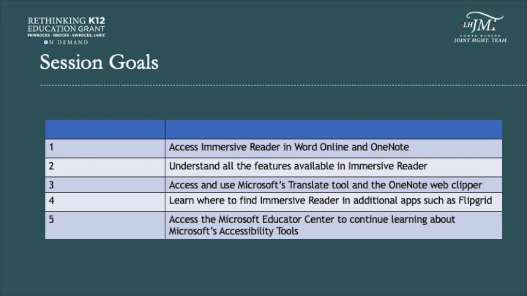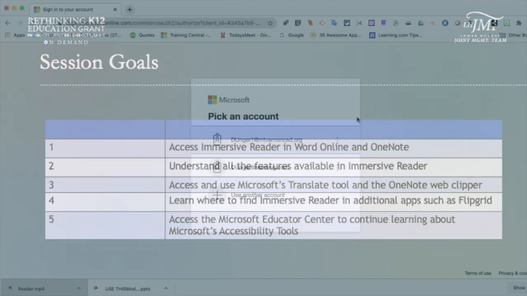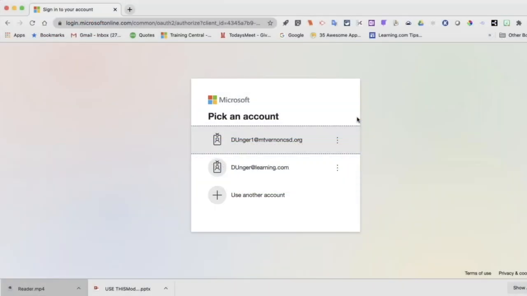about Microsoft's accessibility tools. If your school district uses Office 365, you and your students have access to a set of learning tools that help improve reading fluency and comprehension. The main tool I'm going to cover in this video is Immersive Reader, and then we'll look at Translate and some other tools that work together with this as well.